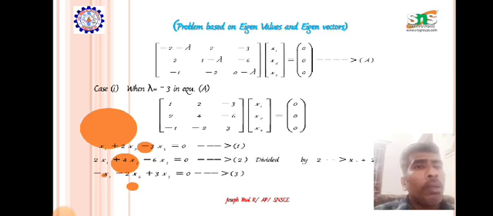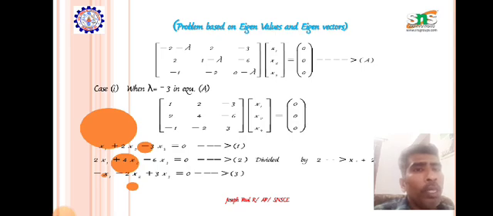So in case 1, we are substituting the lambda value as minus 3. When lambda is replaced by minus 3, we have a matrix in the form of 3 by 3. Now we are multiplying the matrix, so we'll have 3 equations with 3 unknowns. Now we need to check whether all the 3 equations are the same or different.